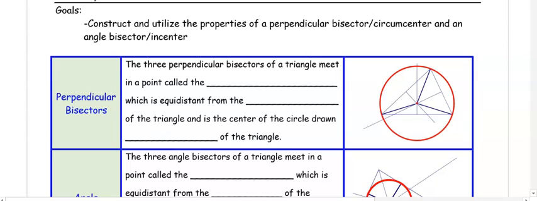This video is about constructing and utilizing the properties of a perpendicular bisector circumcenter and an angle bisector incenter. The three perpendicular bisectors in a triangle meet at a point called a circumcenter, which is equidistant from the vertices of the triangle, and the circle is drawn outside the triangle. So we see this circle intersecting at each vertex of the triangle. So these three segments would be congruent to each other.